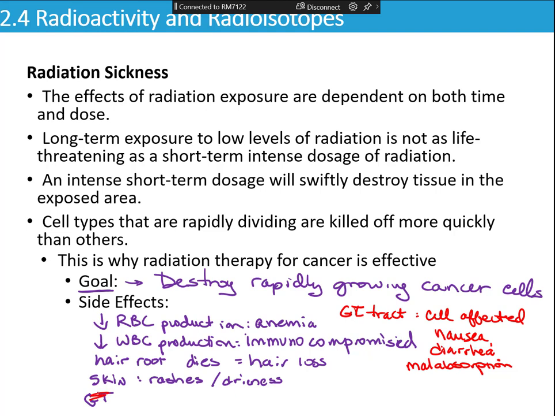So really the goal is to destroy rapidly growing cells, but you have these side effects because you're also affecting the normal growth of other rapidly growing cells.